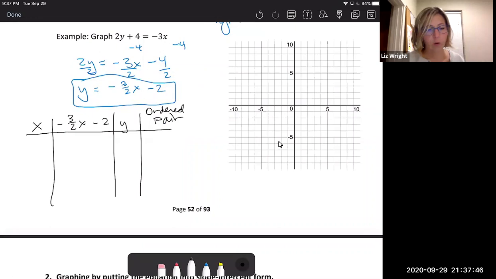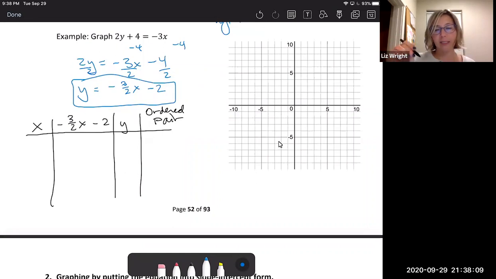All right, so for our x values, I personally like to pick x values that are strategically chosen based off of the equation I'm given. So for example, I have a 2 in the denominator. I've got that negative 3 halves, and I want that 2 to cancel out. So I'm going to pick any multiple of 2 that will also land on the grid that's given to me.